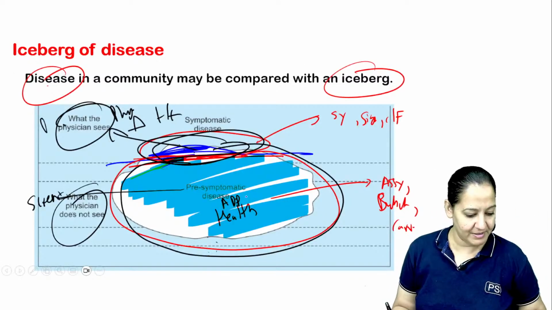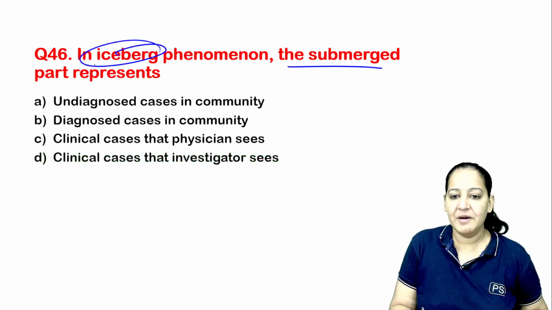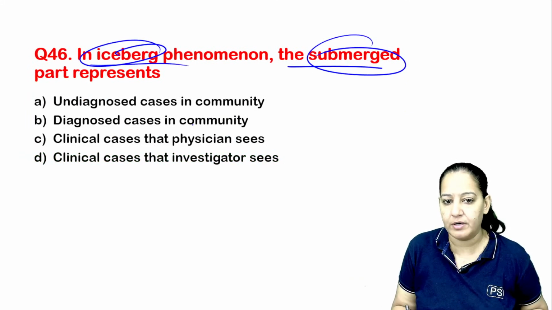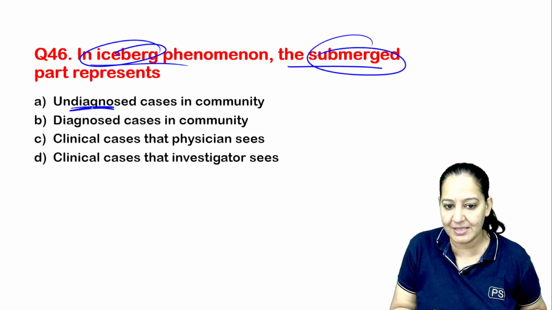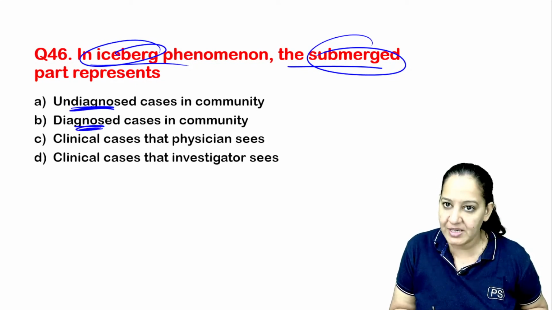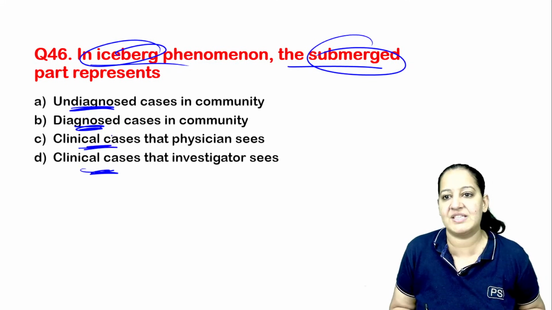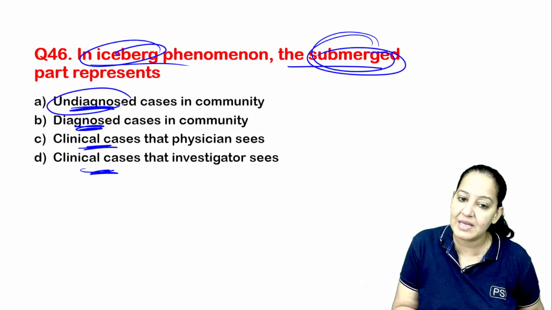Now have a look and tell me the answer. In the iceberg phenomenon, the submerged portion represents what? Undiagnosed cases of the community, diagnosed cases of the community, clinical cases what the physicians see, clinical cases what the investigators see. So the submerged portion is undiagnosed cases.